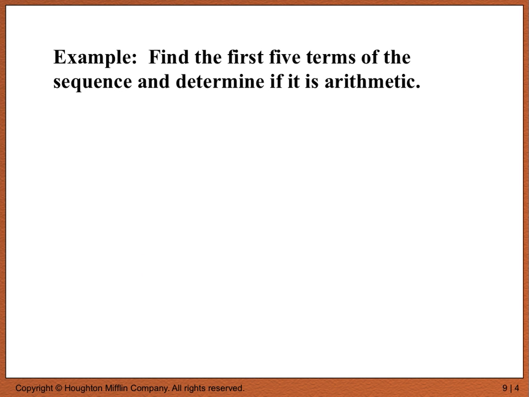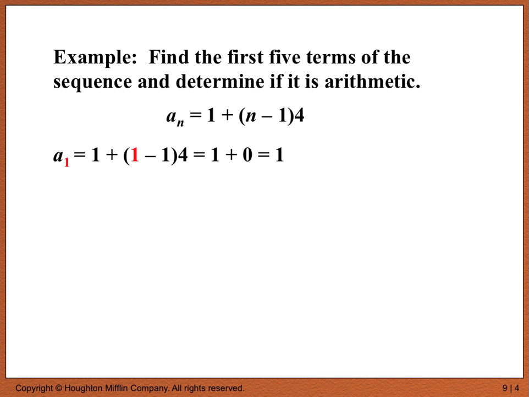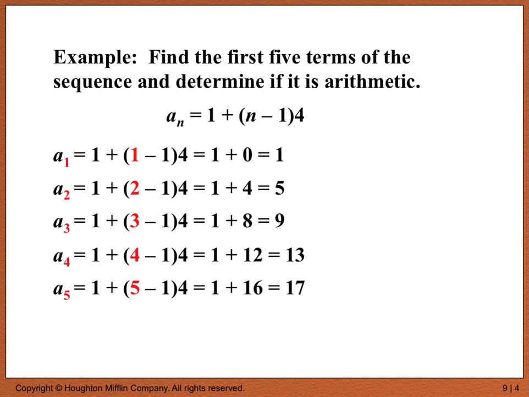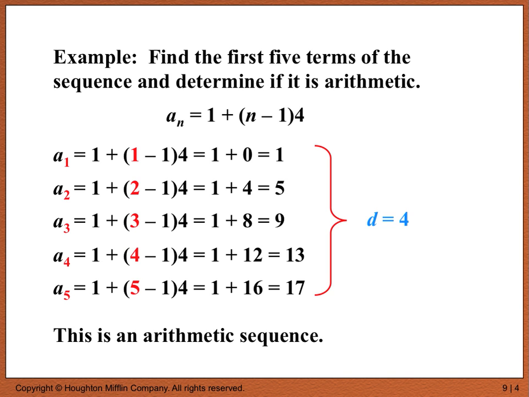All right, let's look at this example. Find the first 5 terms of the sequence and determine if it is arithmetic. So this is the sequence: a sub n equals 1 plus n minus 1 times 4. When you just plug in different n's, you're going to see the first 5 terms of the sequence. The first 5 terms are 1, 5, 9, 13, 17, and the common difference is 4.